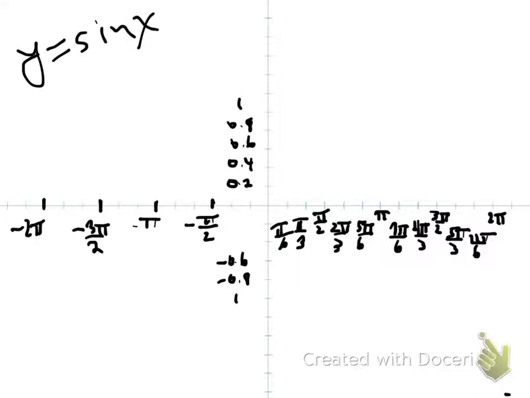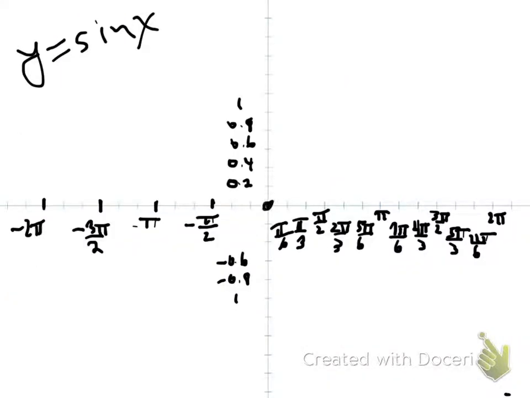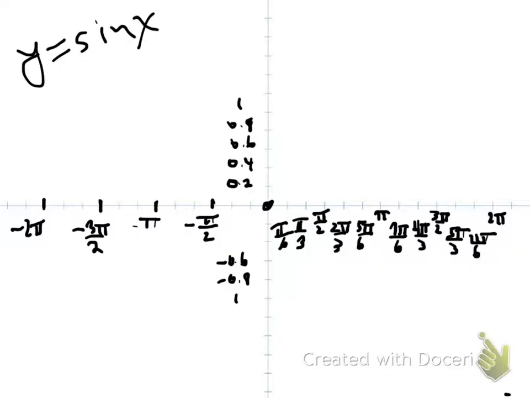So y equals the sine of 0. So at 0 degrees, at this point here, what's the sine of 0? Well, the sine is my y coordinate, so it's going to be 0. So I'm going to plot, when x is 0, y is 0. Okay, now I go to pi over 6, so the sine of pi over 6, that's going to be 1/2. So I'm going to come here, pi over 6, go up a half, put a dot.